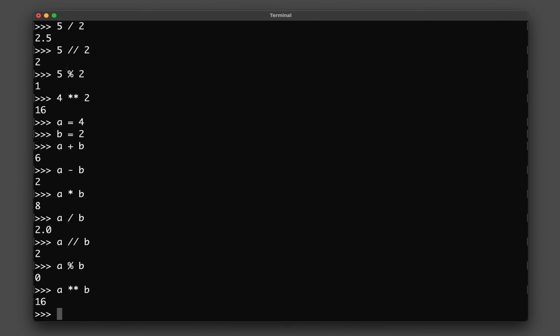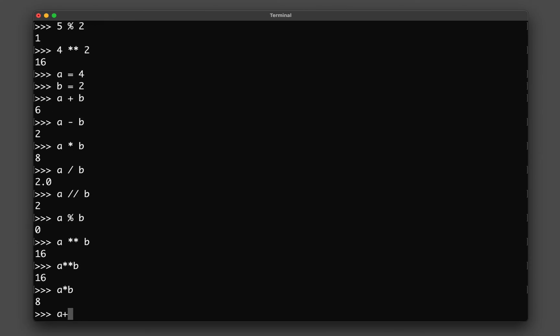Okay. And also make note that I added some empty space for nice aesthetics, but actually you don't have to add the extra space if you don't want to. For example, if I want to just say a double asterisk b, I get the same result. A multiplied by b, a plus b, a minus b, a divided by b, a double forward slash b, right? I get the same results.